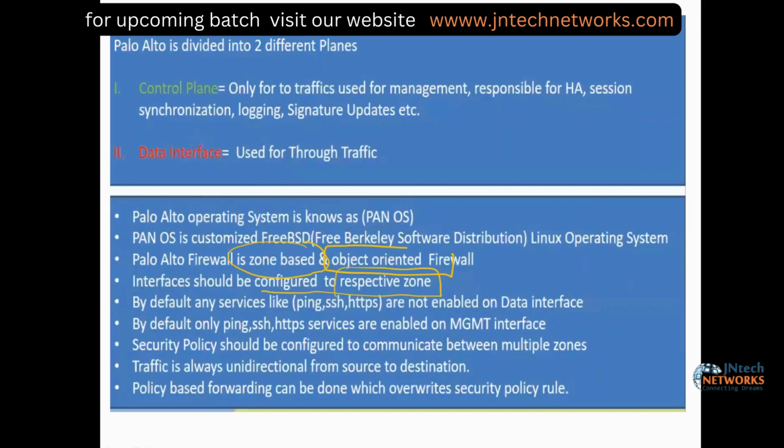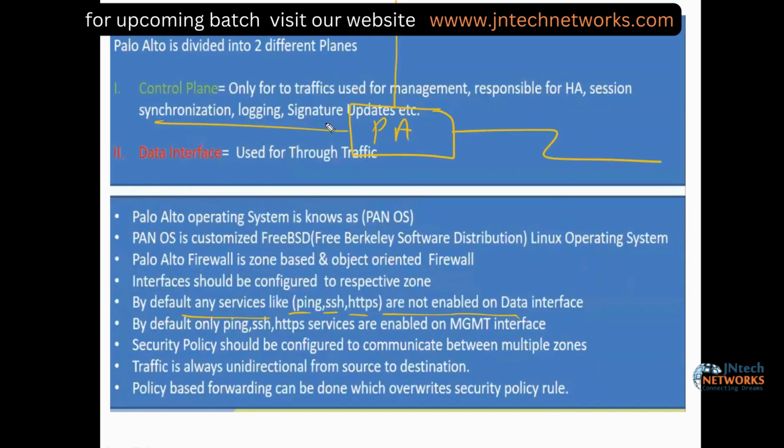Now by default, services like ping, SSH, and HTTPS are not enabled. It's the same as in Fortinet, where nothing is enabled on the interface. Here we have a Palo Alto firewall box, and by default nothing is allowed. No service, like ping, SSH, or HTTPS, is allowed on data interfaces. But if you go with the management port, here we have a management port, the MGMT port.